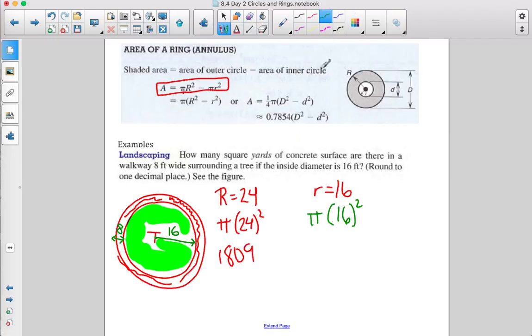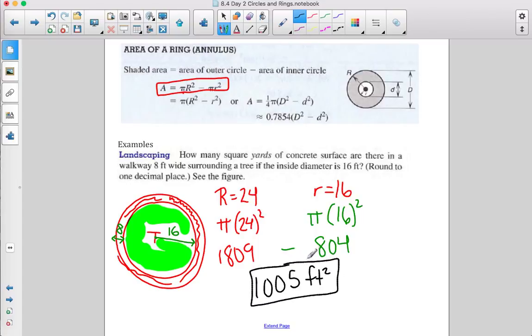The area of the inside is pi times 16 squared. That's 804, rounding to the nearest foot here. And then I subtract them, because it's outer minus inner. When I subtract those two, what I'm going to get is 1,005 square feet. That's how many square feet I would need of concrete.